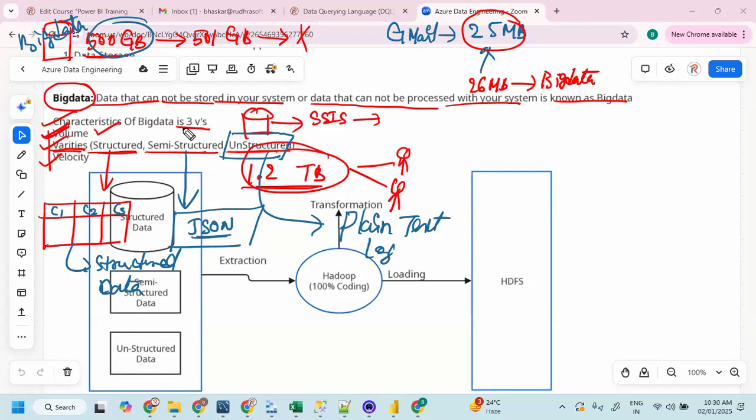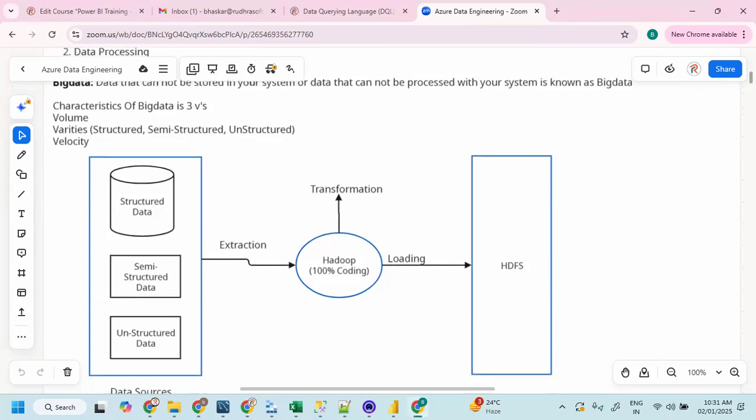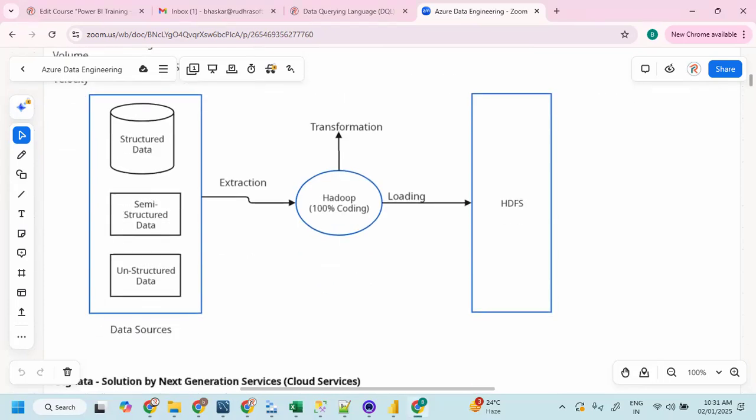So we have a variety of data as part of your big data. And velocity: how fast you are going to process it, or how fast the data is getting generated. So that is velocity. So these 3 V's are there as part of your big data. Now, if I have data here and I want to process it, how exactly are we going to process it? I wanted to talk about it here with the Hadoop approach.